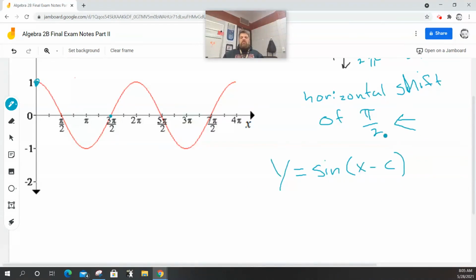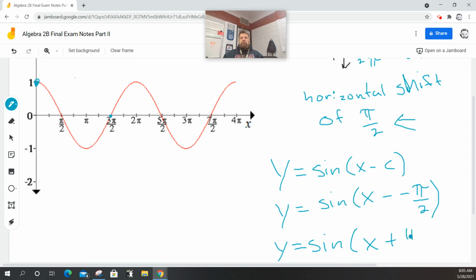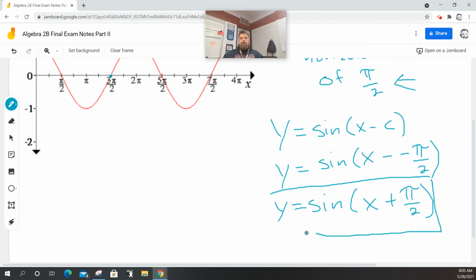But it was shifted to the left pi over 2, so really it's y equals sine of x, and going to the left would be negative. And remember, when you take the negative of the negative, you have a positive. So the answer is y equals sine of x plus pi over 2.